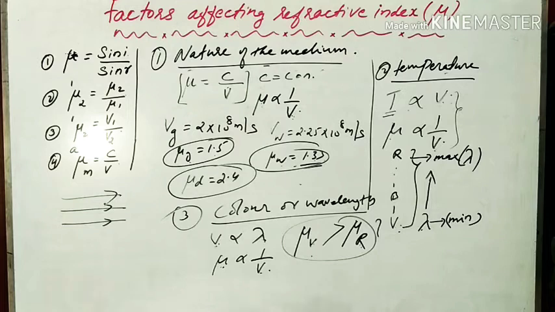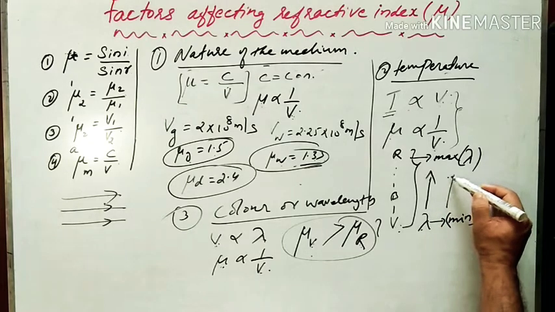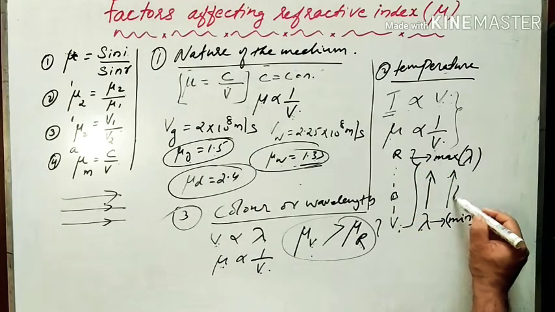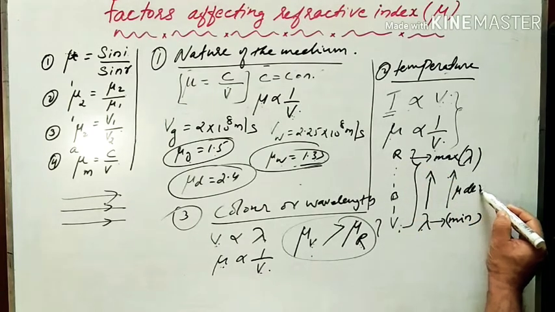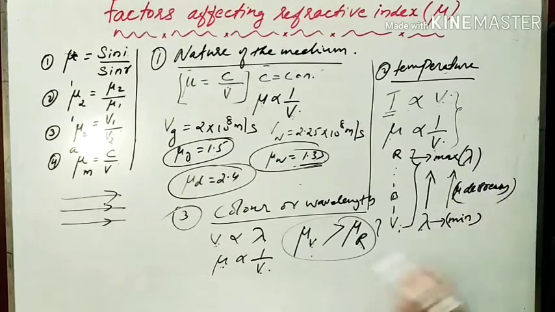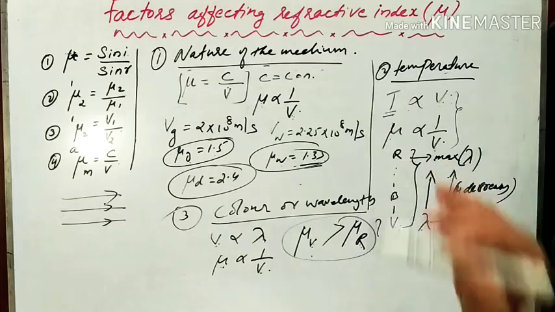So I can write, definitely from all these points, that the refractive index for violet is more than that of red. So as you go up, the refractive index goes on decreasing. As you go up in the visible spectrum of light from violet to red, the refractive index decreases. So the refractive index goes on decreasing from violet to red.